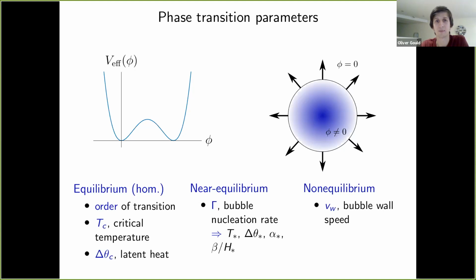So there's a couple more which are basically equilibrium parameters. That's the critical temperature and the latent heat. The critical temperature is defined as the temperature at which the two phases have the same free energy.